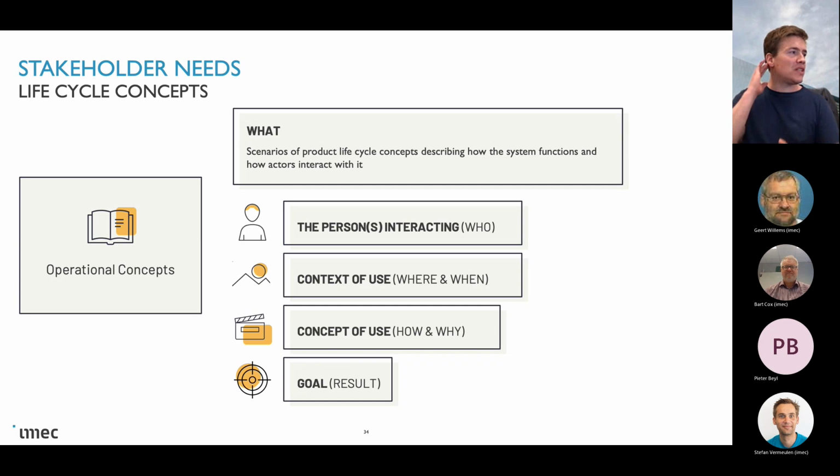So I call that operational concepts. Basically, these are scenarios of the product lifecycle concepts. They describe the function of the system in any aspect, in every lifecycle stage, depending on what you focus on, which helps, of course, preparing, but also setting objectives in regards to capturing stakeholder needs. There's quite a lot of techniques to do so.